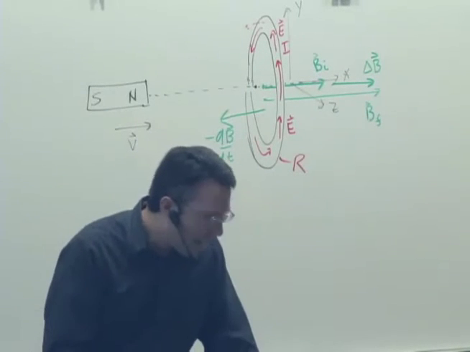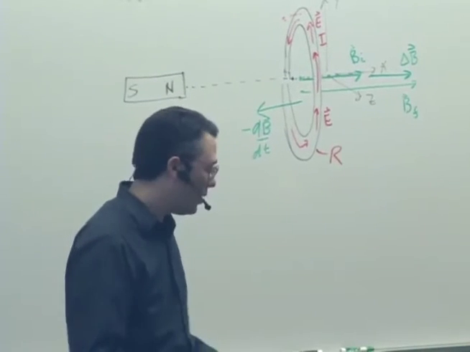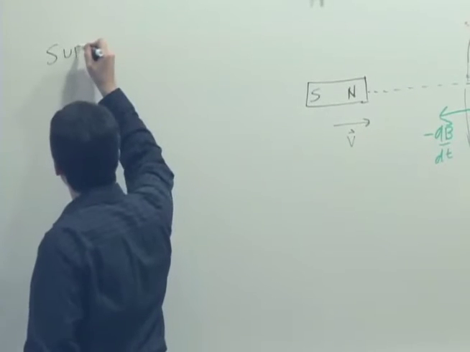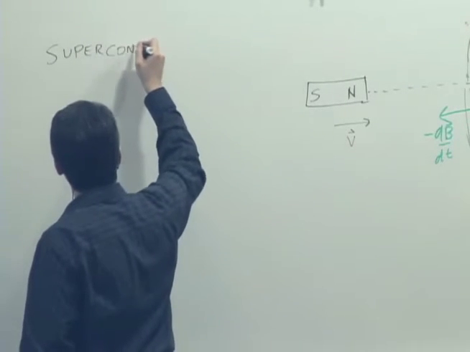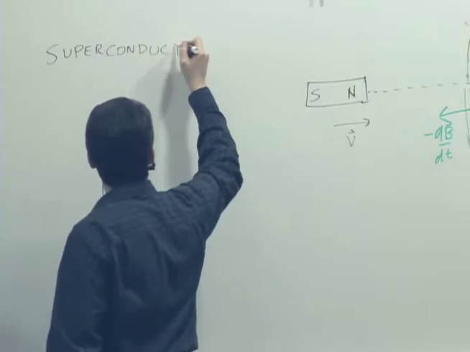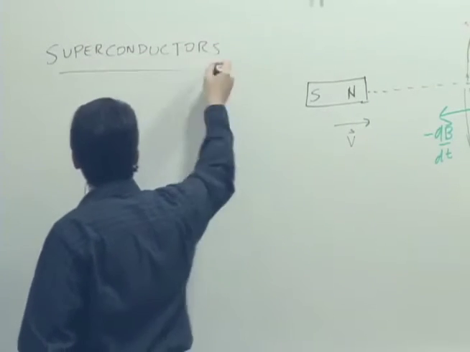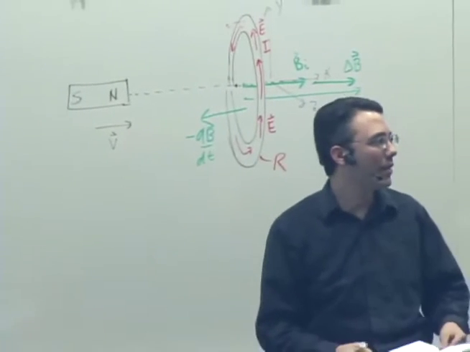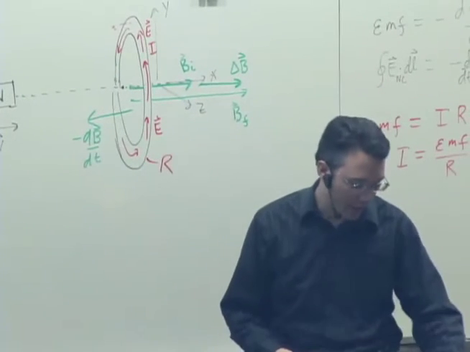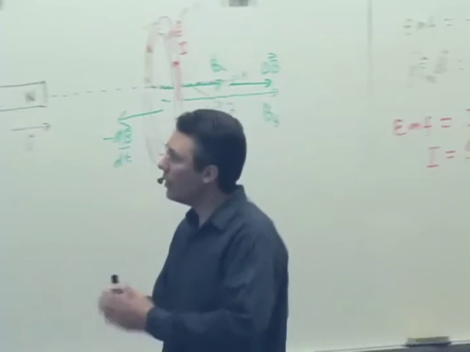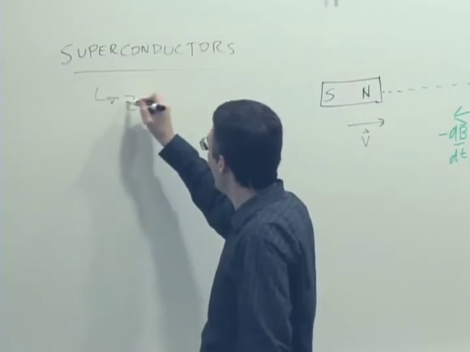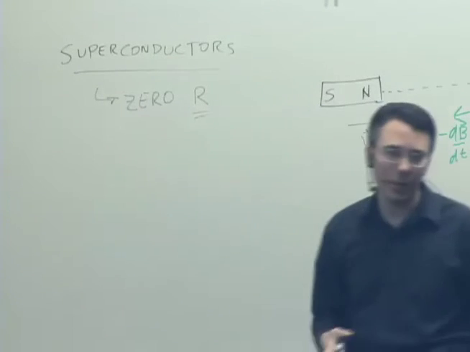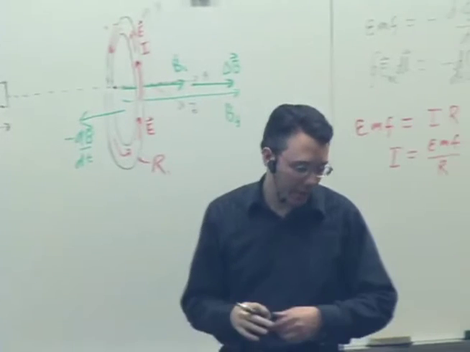Now, there happen to be certain materials called superconductors. What's a superconductor? Anybody know? It's a material with zero resistance. That's right. And it's not just close to zero. It's not just approaching zero. It really, really is zero.